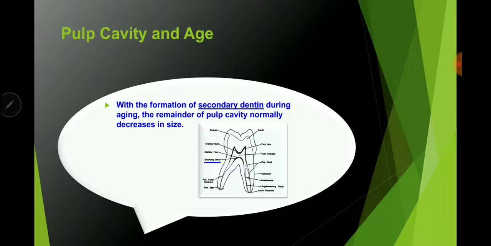Which is the reason that when you're about to do a root canal on somebody who is very old, or advanced in age, you may want to refer to a specialist, an endodontist, because those canals may be calcified, and you may need a microscope to do it if you don't have one. So just keep those in mind.